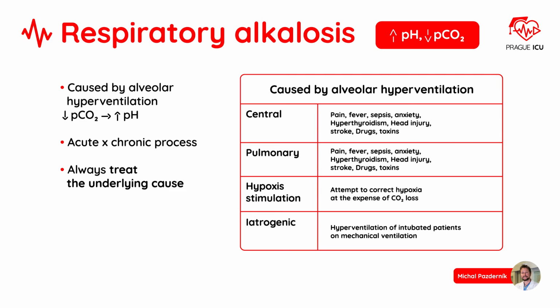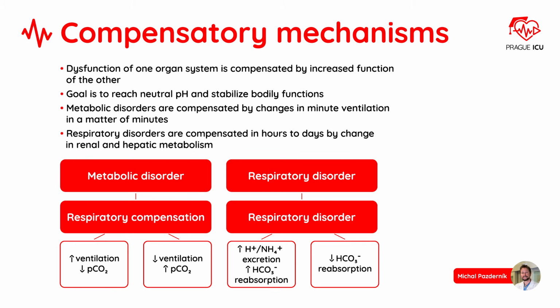Respiratory alkalosis is caused by acute and chronic process. Always treat the underlying cause. What are the compensatory mechanisms in acid-base disorders? Dysfunction of one organ system is compensated by increased function of the other. Goal is to reach the neutral pH and stabilize bodily functions.